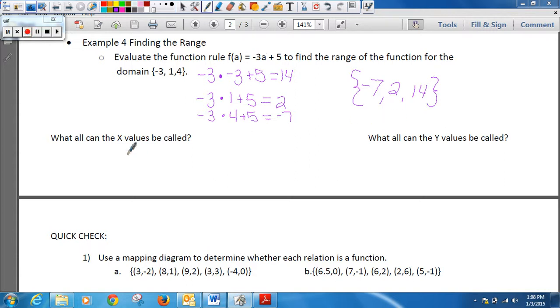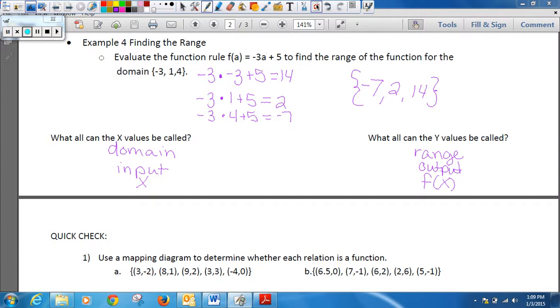Just a quick review of our vocab. It says, what all can the x values be called? X values can be called the domain. They can be called the input. And of course, they can be called the x. The y values then can be called range. So if they use domain, you'll usually hear range. If they use input, you'll usually call it the output. And then of course, we can also use f of x is also the y value.